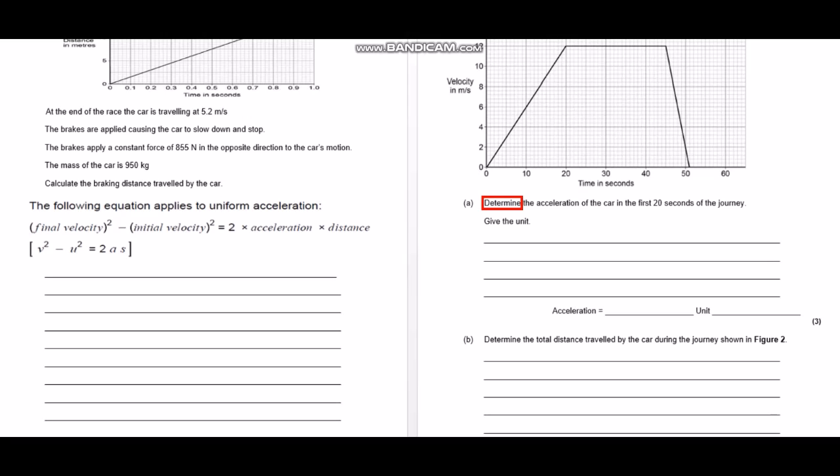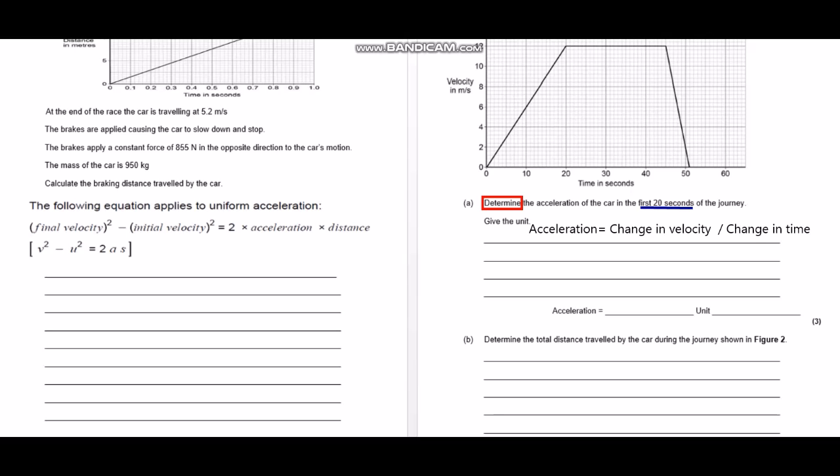So, the first thing I've done is boxed "determine". We've been given a graph and we are asked to determine the acceleration, so we've got to use the data from the graph to calculate the acceleration. There is an equation for acceleration which says the change in velocity divided by the change in time gives us the acceleration. Therefore, acceleration is the rate of change of velocity. We're asked to calculate the acceleration in the first 20 seconds.